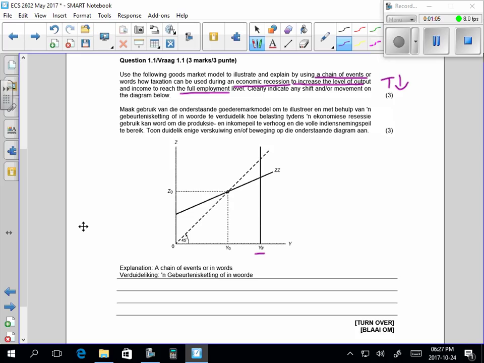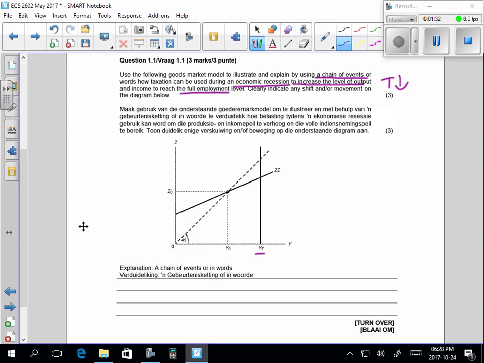Okay. Clearly indicate any shift or movement of the diagram. Firstly, you need to know that this would be an expansionary fiscal policy. Okay, so it's not a change in the tax rate, it's a change in tax. So when they use change in tax, or capital T, you actually shift your goods market model, or rather you shift your demand curve. If it was a change in the tax rate, you would pivot the curve.